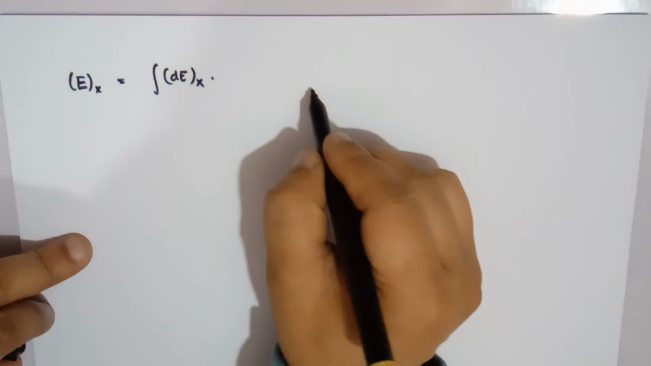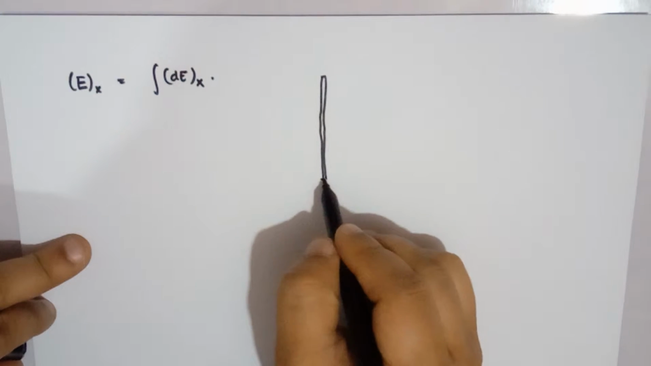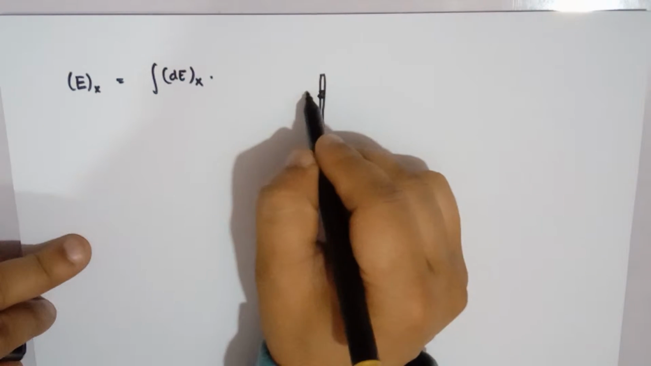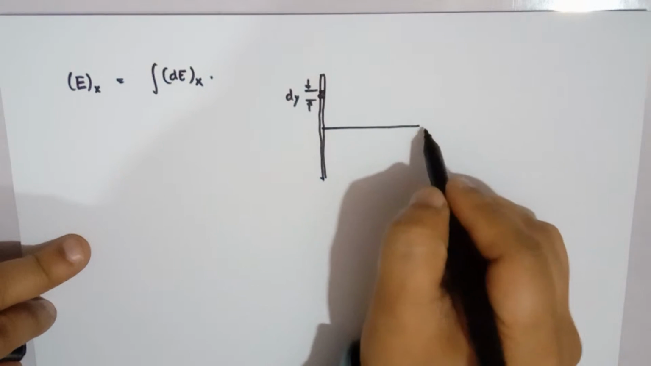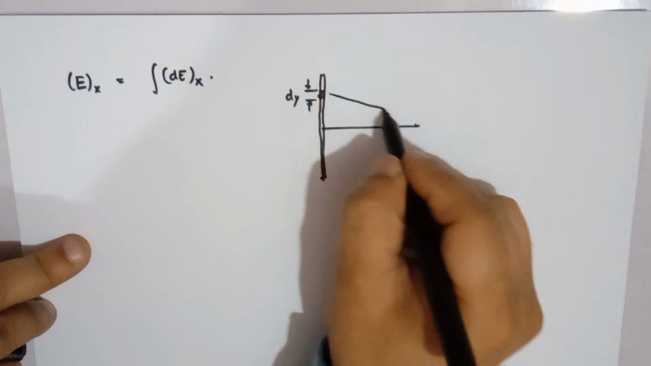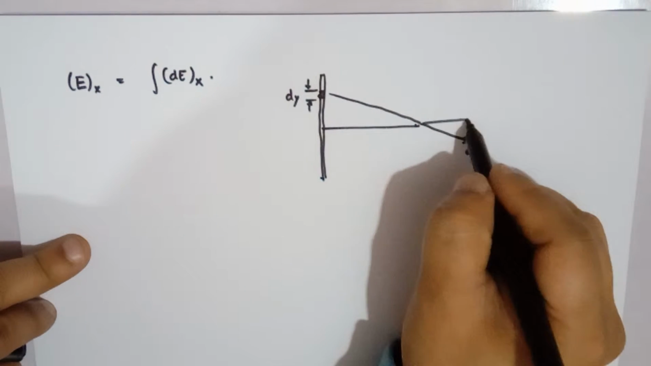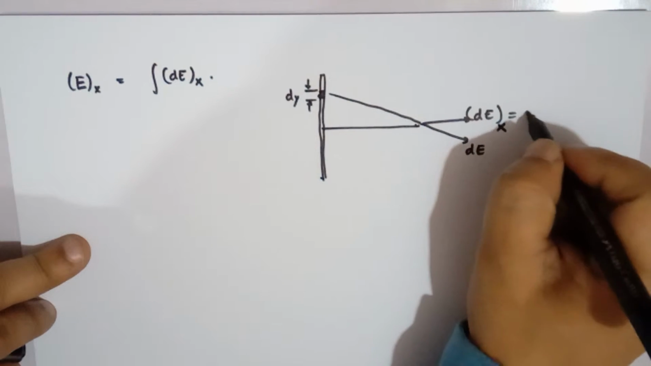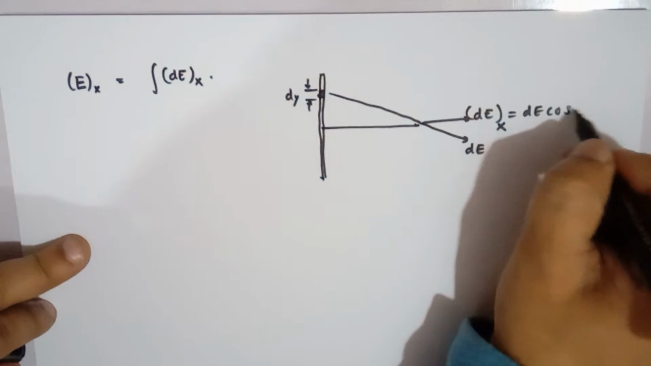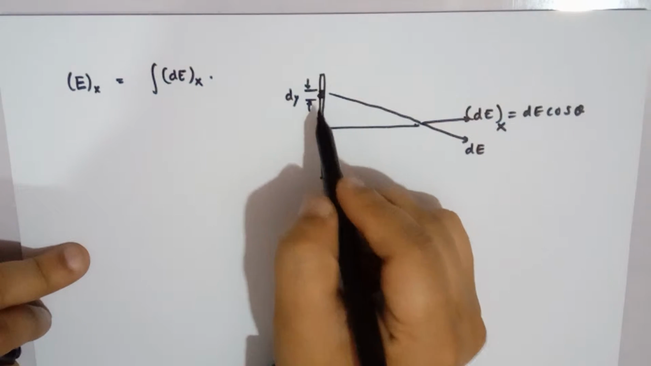So initially the rod segment had this much length, which was dy, and this particular segment was exerting a field dE, with the electric field along the x-axis being dE into cos theta, and that was because of that portion only.